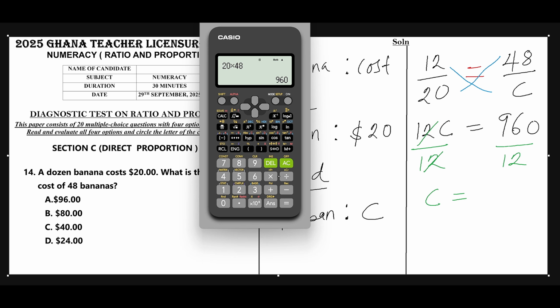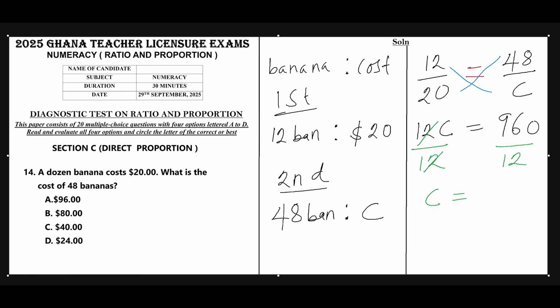So let's see. 960 divided by 12. We have 80. So C is 80. So now the cost of 48 bananas will be $80. So we select option B.